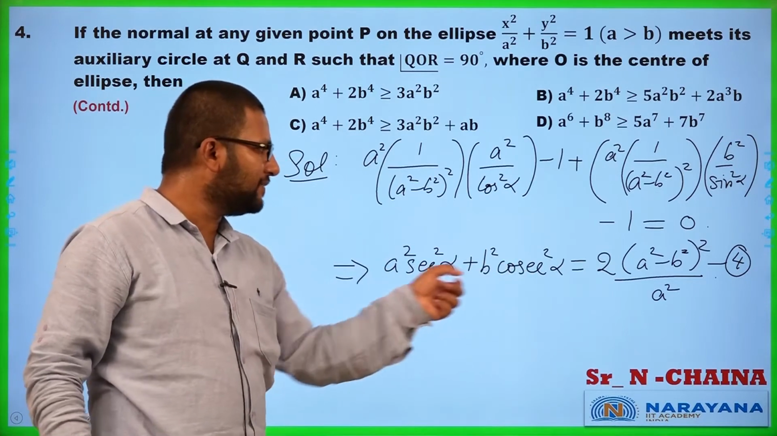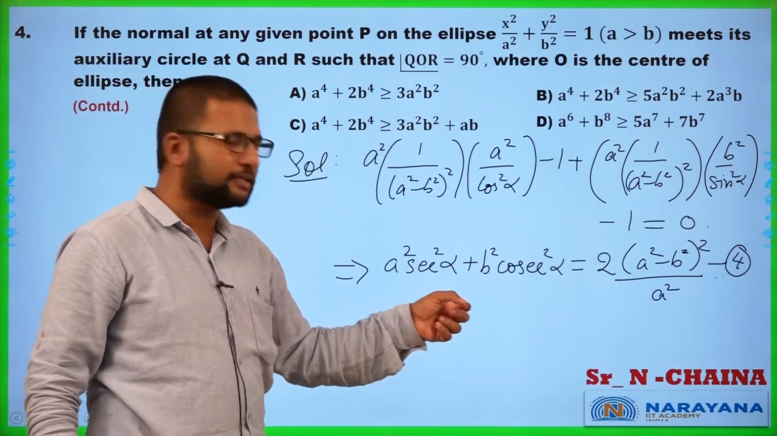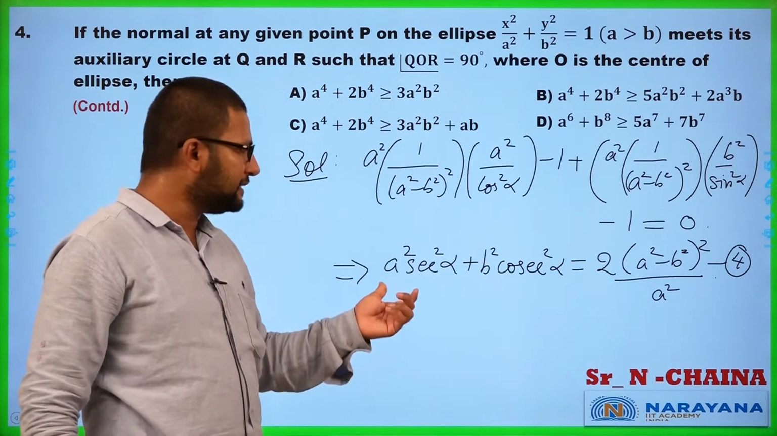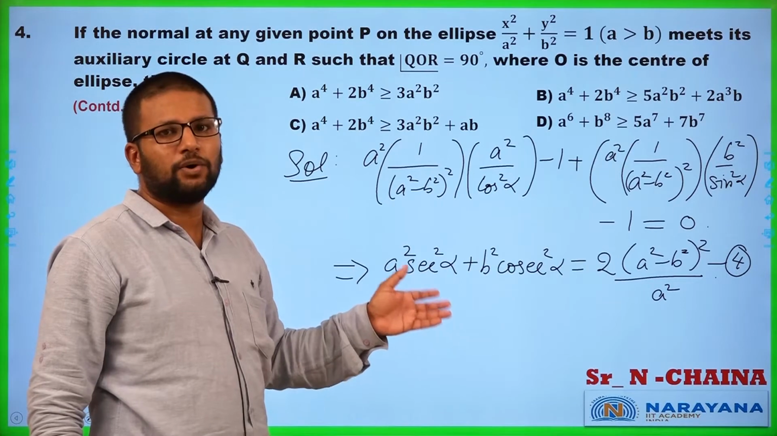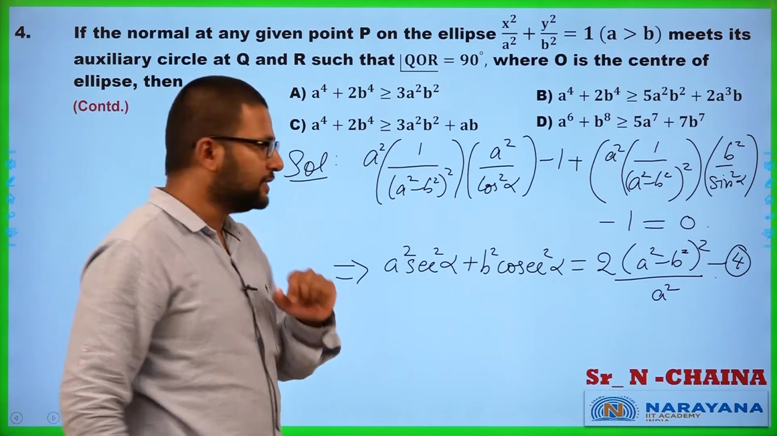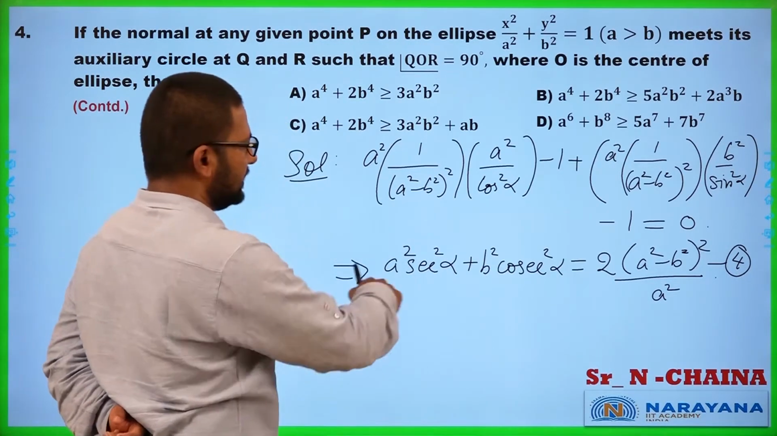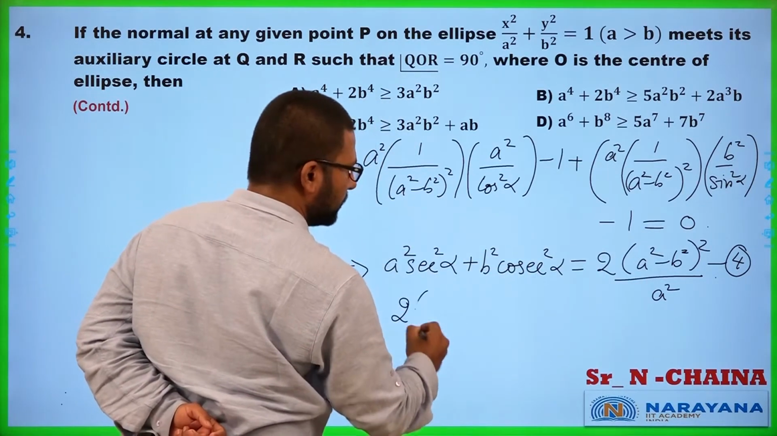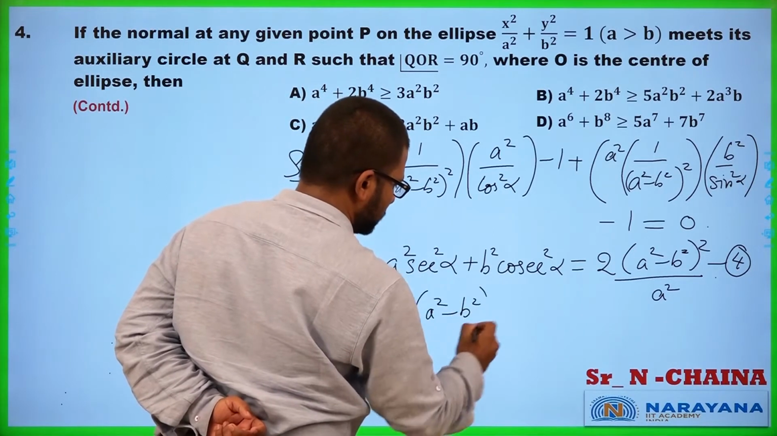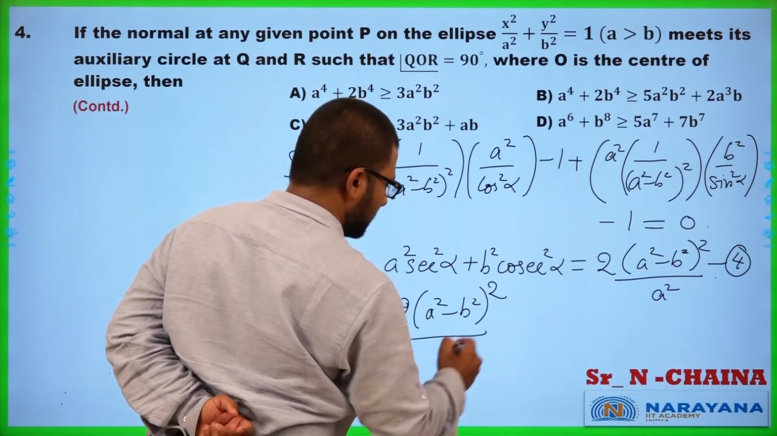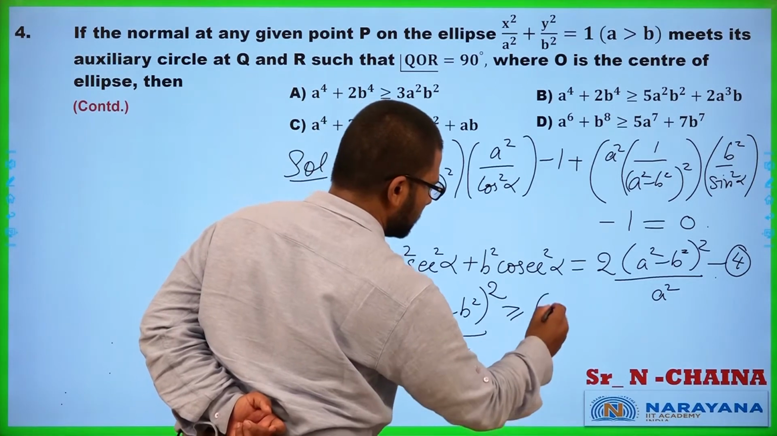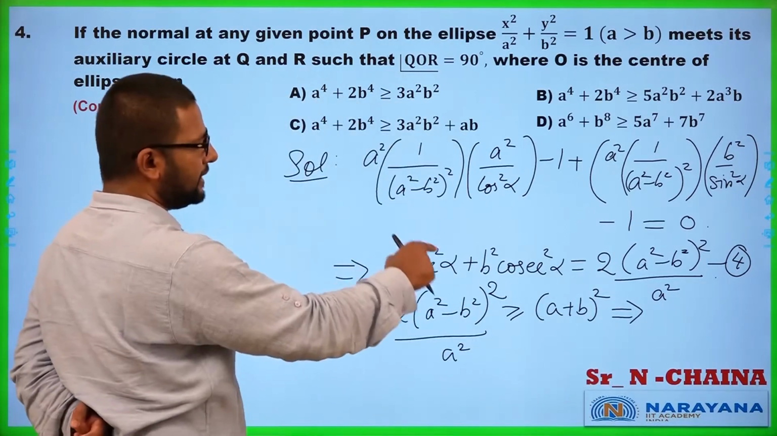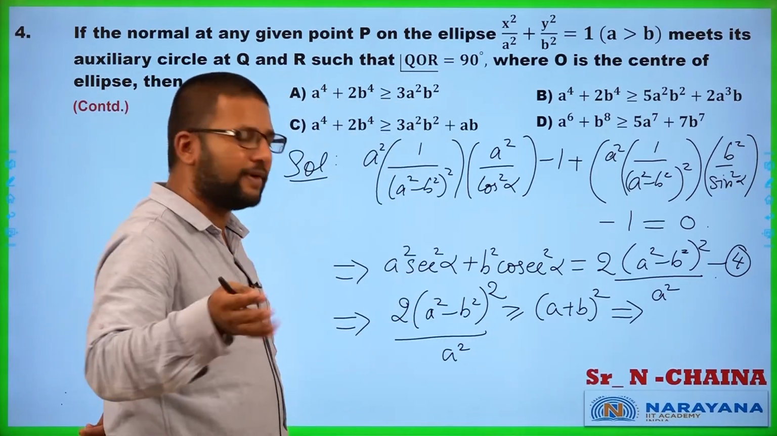But you are already familiar with this expression. Correct? You have done it in earlier classes that a square sec square alpha plus b square cosec square alpha is always greater than or equal to a plus b the whole square. Correct? So this is greater than or equal to a plus b the whole square. Therefore, this expression 2 times a square minus b square, the whole square upon a square is greater than or equal to a plus b the whole square. Correct? There is no alpha, there is an inequation. Now it's just a matter of simplifying it.